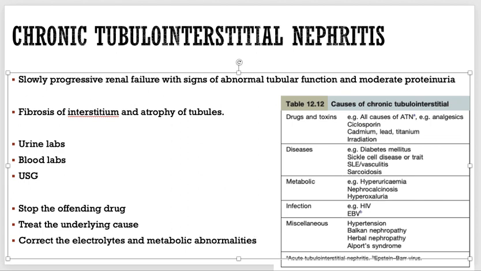In the books, what I use is Kumar and Clark's. You can find analgesic nephropathy.